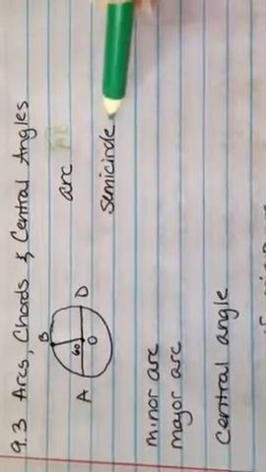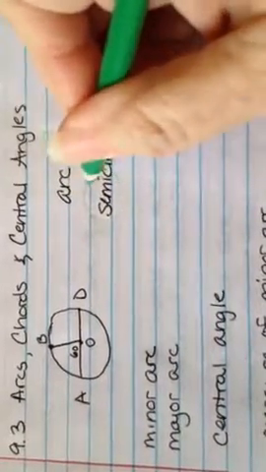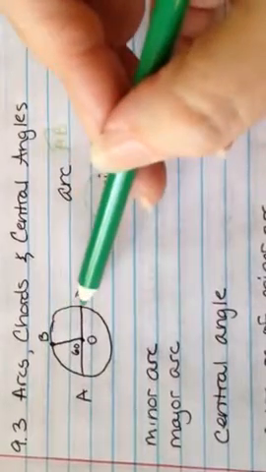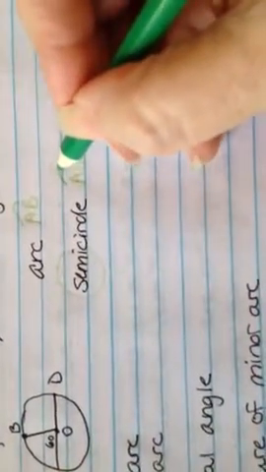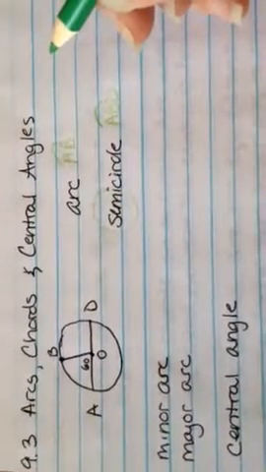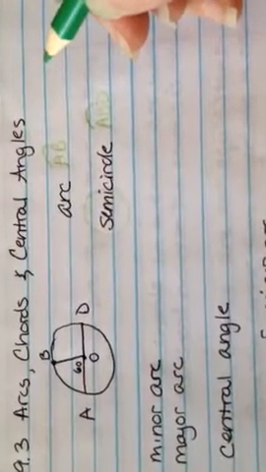Now a semicircle is half. Semi is the prefix that means half, so it's half of the circle. So ABD would be a semicircle, and I'd write it like I do an angle, but instead of an angle measure in front, I'm going to put a little curvy part on top to mean an arc. Now if it's half of a circle, how many degrees is it? Well, if you remember that a circle is 360 degrees, then a semicircle is 180 because it's half of a circle.